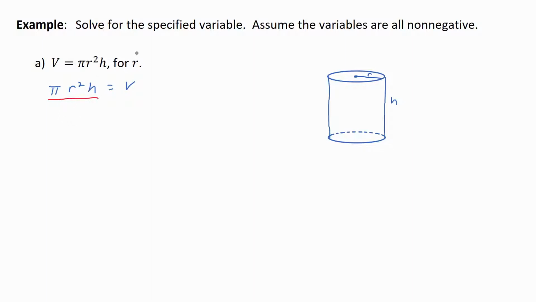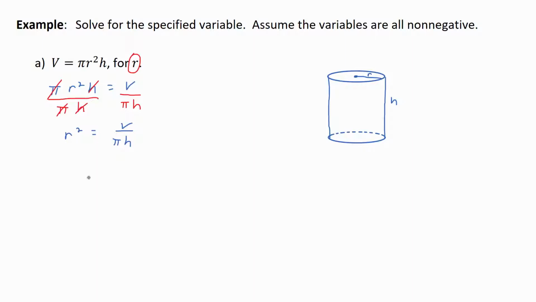We're working towards solving for r. By dividing both sides by pi, that undoes multiplication by pi, and by h, that undoes multiplication by h. When you divide by h, the balance principle says, hey, do it to both sides. And if we do that, we isolate the r squared. And we get r squared is equal to V divided by pi times h.